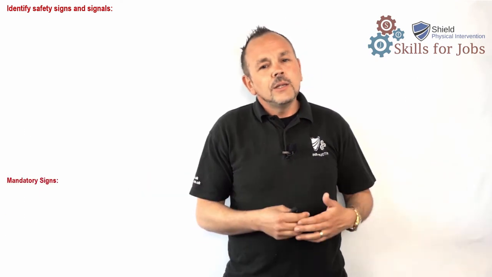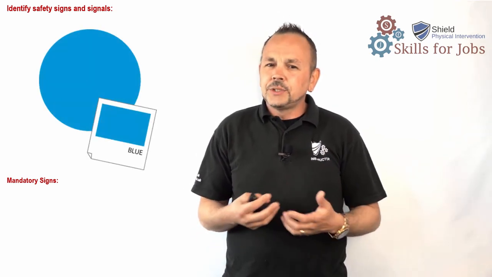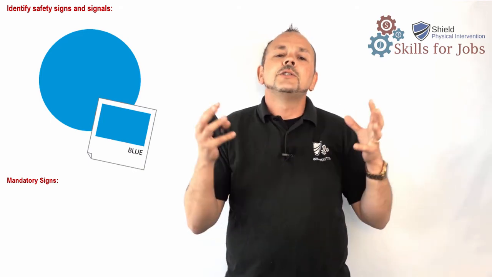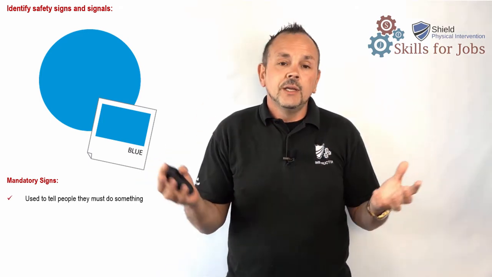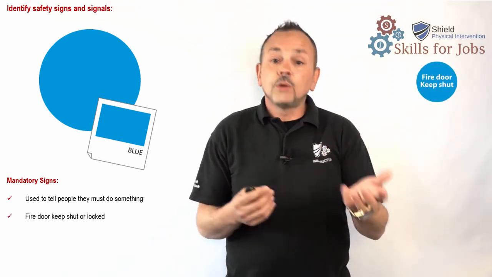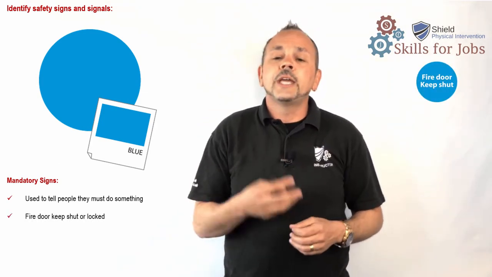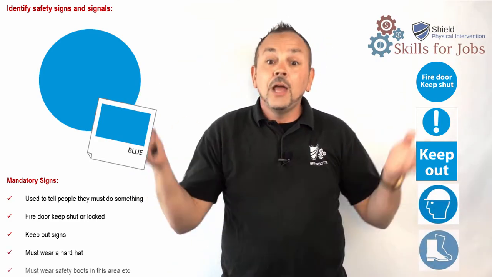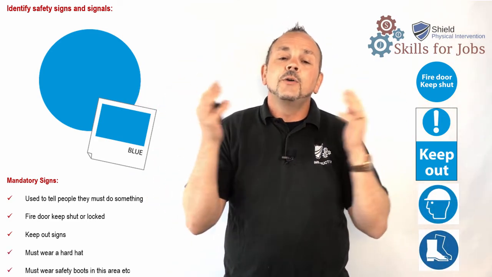What's the colour sign which tells you must do something? Do you remember that one? It's the mandatory or obey sign. What is that one? It's just a blue sign with white writing. These signs are used to tell people that they must do something. So examples of those are when you look on fire doors, they say fire door, keep shut or keep locked. Keep out signs, must wear a hard hat, must wear this, must wear that, do this. Mandatory means obey.